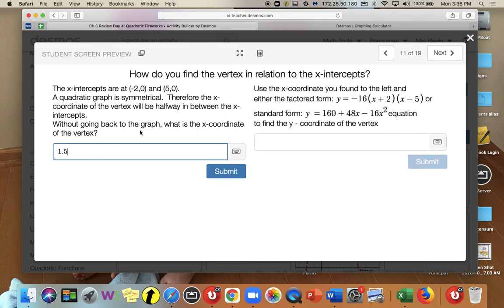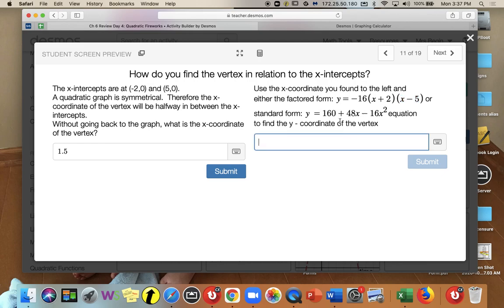So 1.5 is between that. All right, and then it says, use the x coordinate you found, the 1.5, and either form to find the y coordinate of the vertex. Oh, okay, we did this before where we plug in. So if I do negative 16 times 1.5 plus 2 times 1.5 minus 5, or if I plug in the 1.5 here, it can give me the y coordinate.